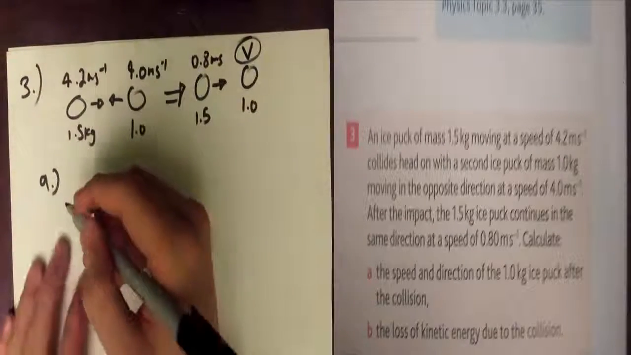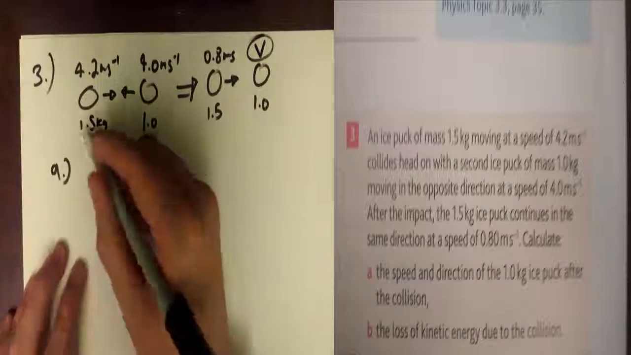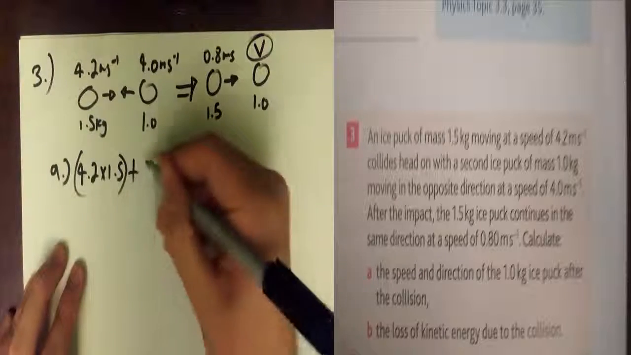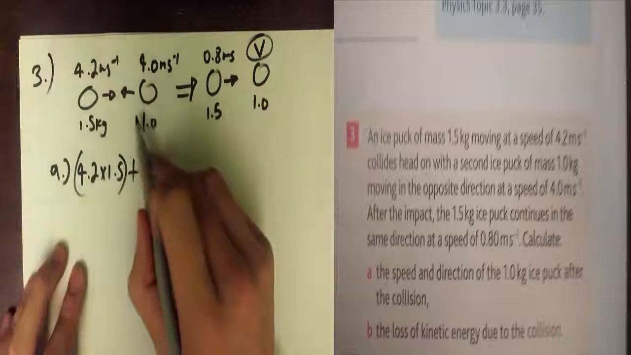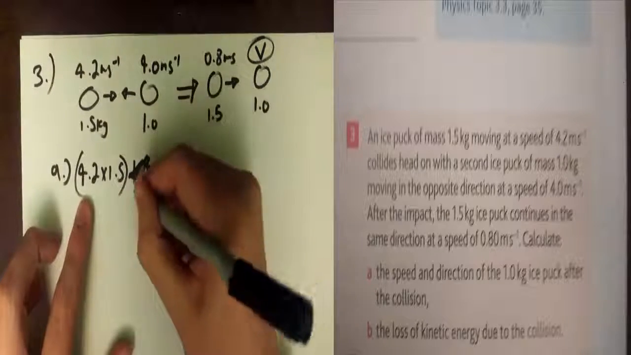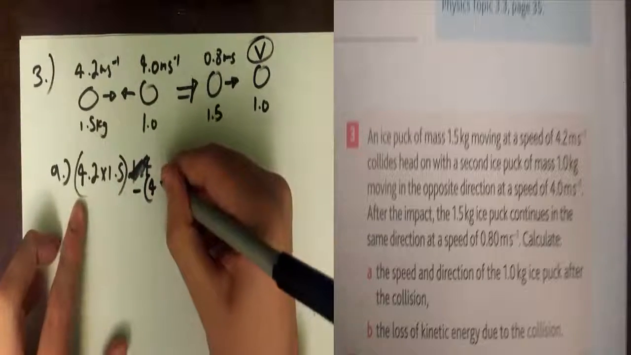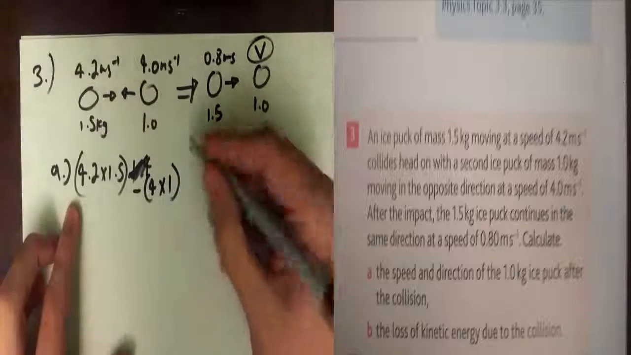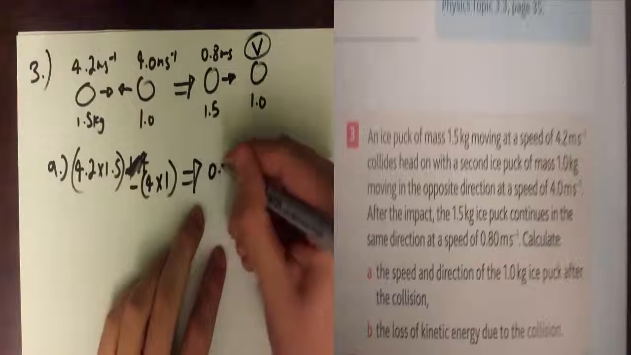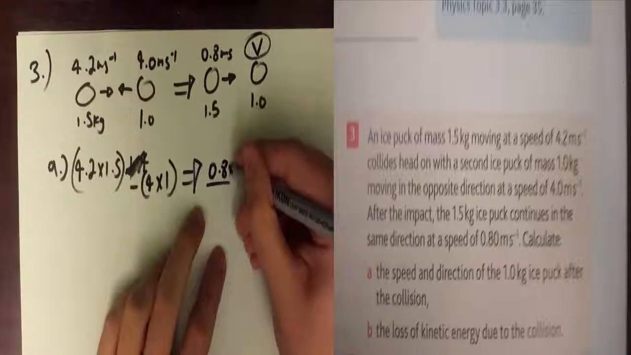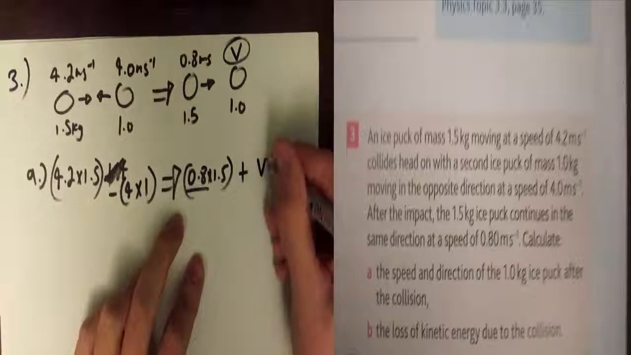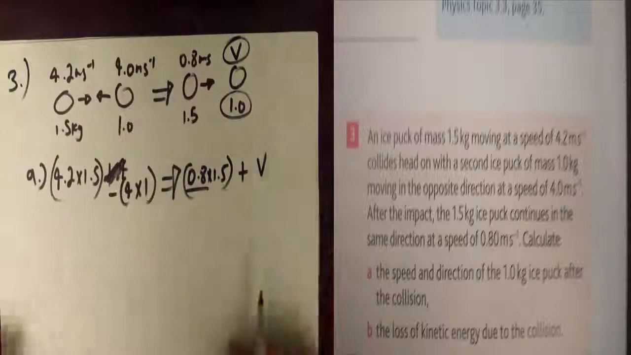Now, same as the last question, we find the momentum of this, add it to the momentum. We don't add in this time. In this one, we find the momentum of this, take it away from this. This is how they trick you. And this will go to 0.8 times 1.5 plus V, because there's only one of them, so just V.